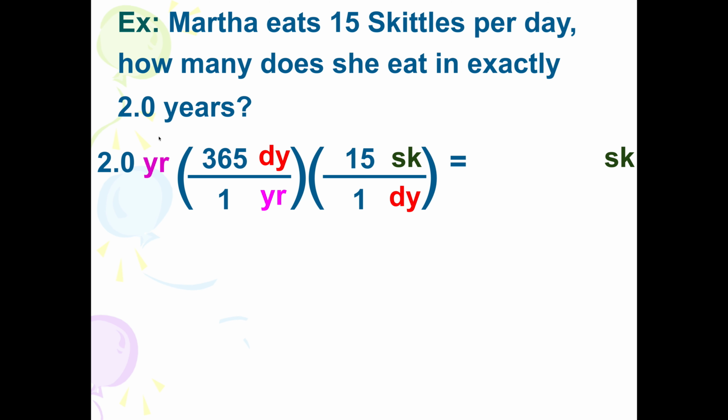Now you can just cancel your units and see that only Skittles remain. Multiply anything on top, divide anything on bottom. 2 times 365 times 15 divided by 1 is 10,950 Skittles. Holy cow. Martha is tasting the rainbow.